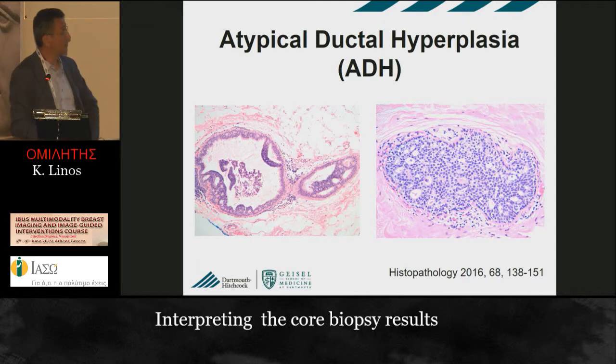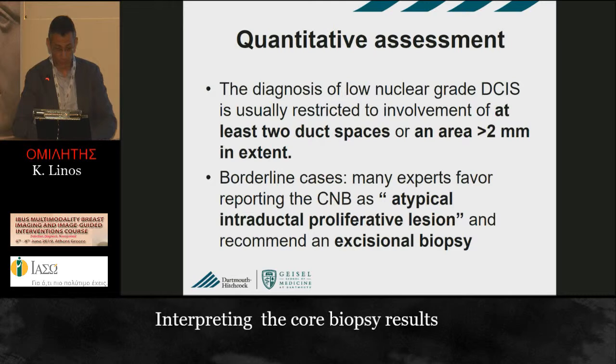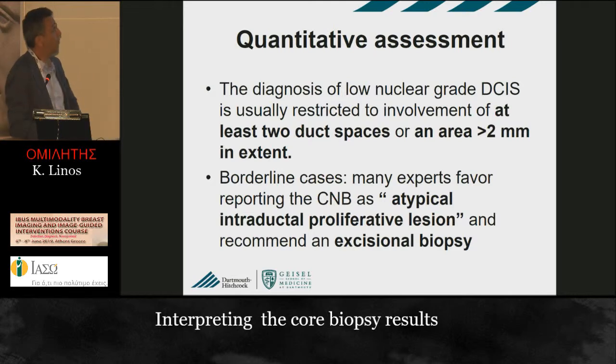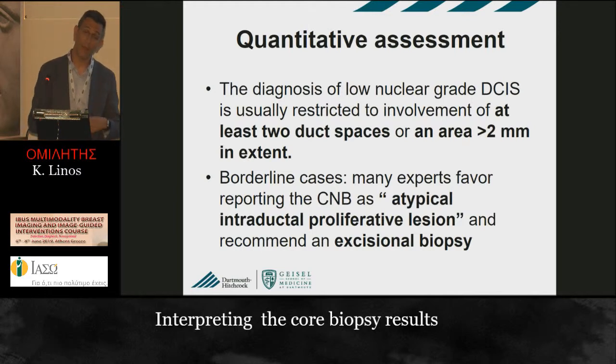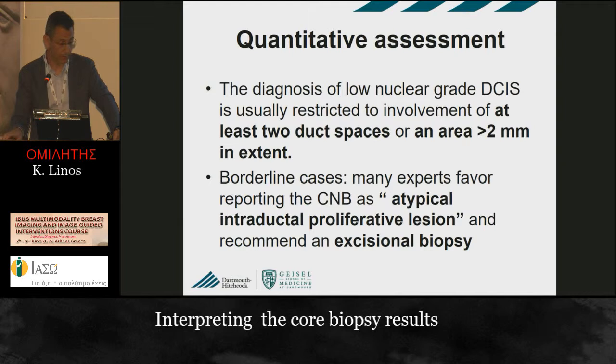And this is how it looks under the microscope. Atypical ductal hyperplasia basically looks like DCIS. It's very uniform, monomorphous, with a bridging, cribriform kind of architecture, but it's just not enough to call it low-grade DCIS. So it's a quantitative assessment. The diagnosis of low-grade DCIS is usually restricted to when you have at least 2 duct spaces or an area of more than 2 millimeters in extent, to move it from ADH to low-grade DCIS. I mean, nothing's black and white in pathology, otherwise a computer could do it. There's a lot of gray in many of the diagnoses.